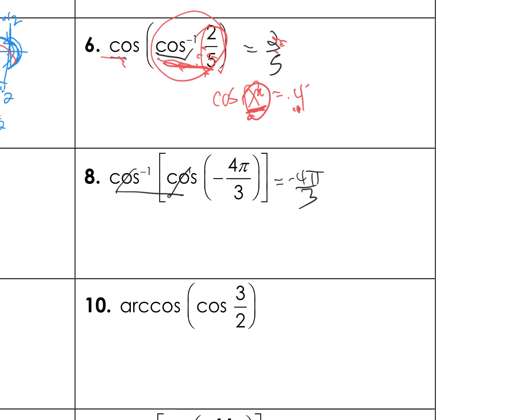Let's check our domain up at the top of this one. Looking at number 8. Are we allowed to take the cosine of a negative 4 pi over 3? 1 pi over 3, 2 pi over 3, that's that way. Go the other way around. Negative pi over 3, negative 2 pi over 3. How big is pi over 3? It's a 60-degree angle.